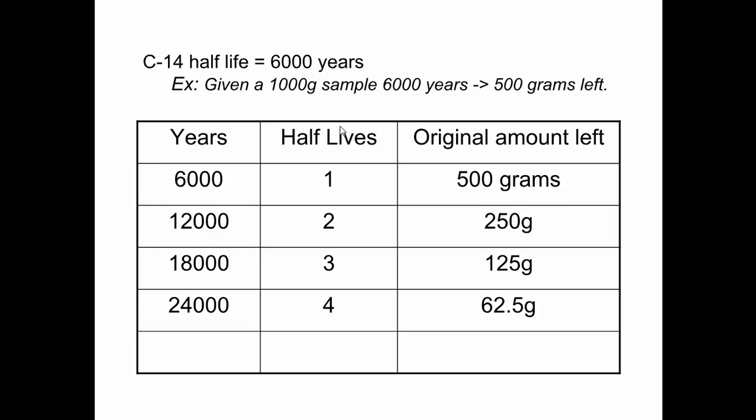So if I have a 1,000 gram sample, a kilogram of carbon-14, after 6,000 years, 500 grams will be left as carbon-14. After 12,000 years, 250 grams would be left. And repeat it. After 30,000 years, how many half-lives will have gone by? 5. And how much will be left? 31.25 grams. What would the rest of it be? Nitrogen-14, because that's what carbon-14 decays into.